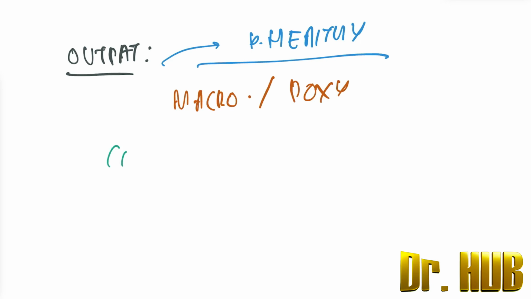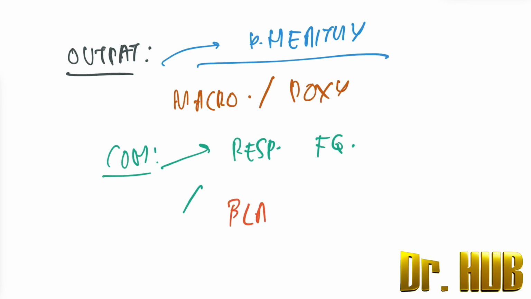Then in terms of comorbidities, how does it change? In comorbidities, a respiratory fluoroquinolone is administered, or a beta-lactam is administered along with a macrolide or doxycycline.